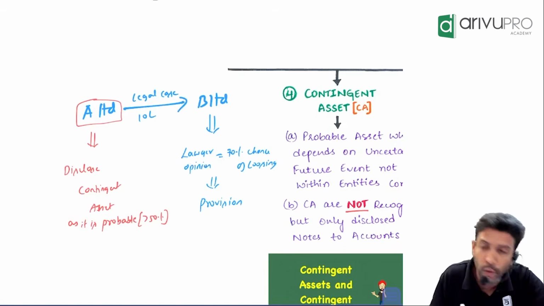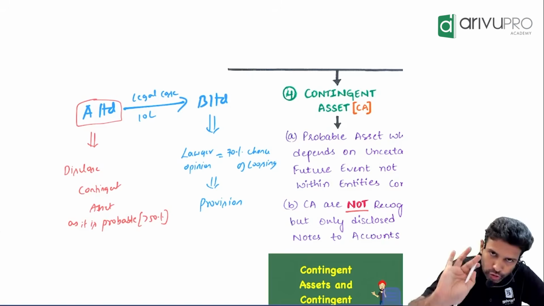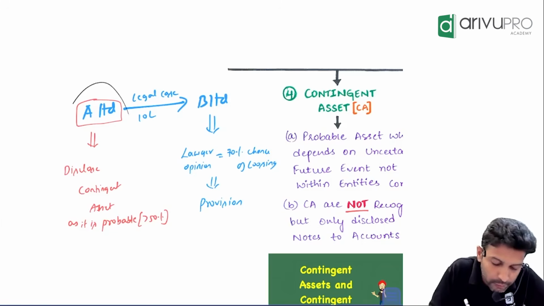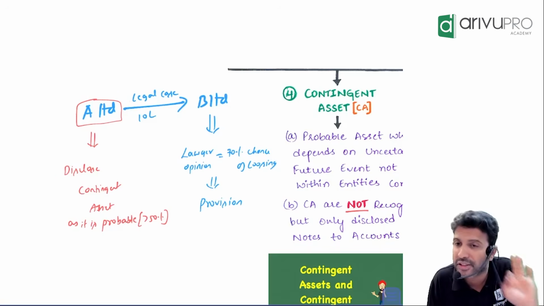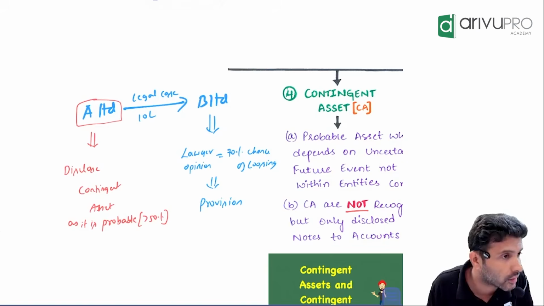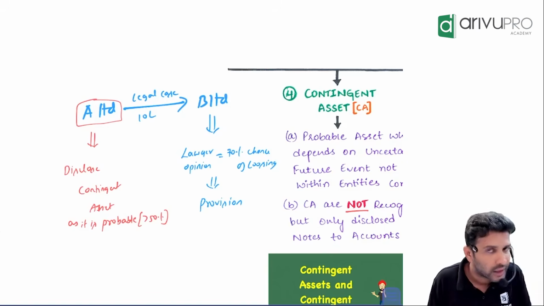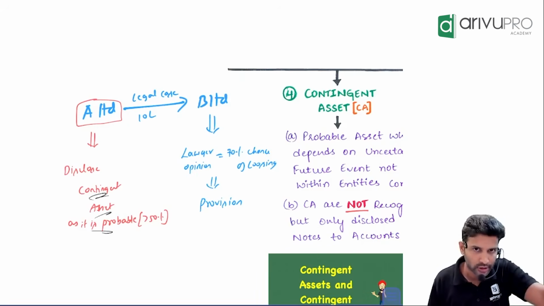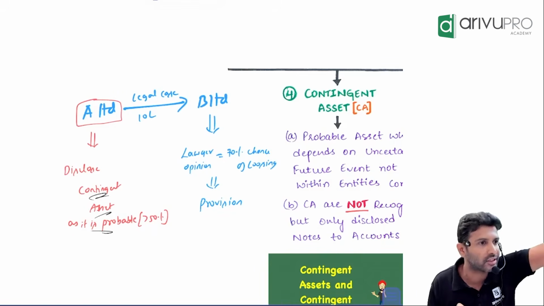For B it could be an outflow. For A it is an inflow. So if the chance of inflow is probable. What does probable mean? More than 50% chance. If A Limited's lawyer tells there is more than 50% chance of us winning the case, then A will disclose contingent asset. You will disclose contingent asset only if it is what, sir? Probable. There, for liability, it was possible. From the asset side it is probable.